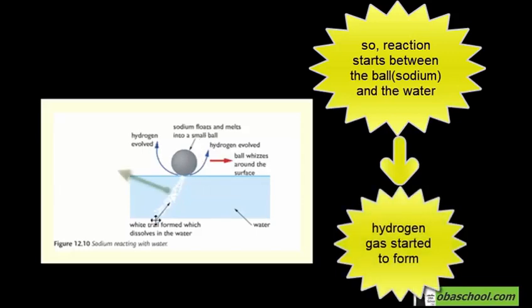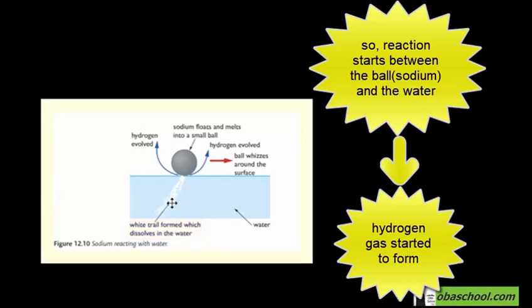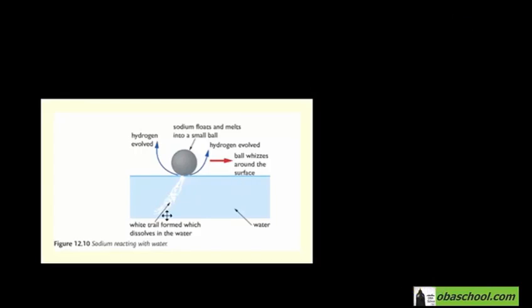This white trail is about what? It's about sodium hydroxide. A white trail is formed which dissolves in the water. This white trail, which is the sodium hydroxide, reacts with and dissolves in the water. So this is the reaction between sodium and water. It happens in this form.